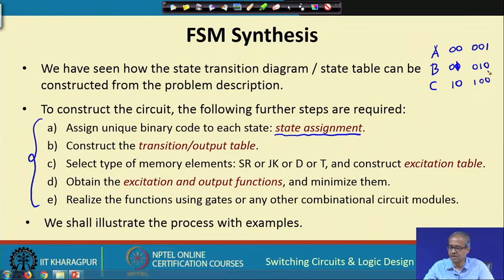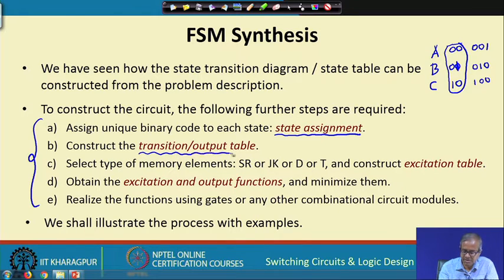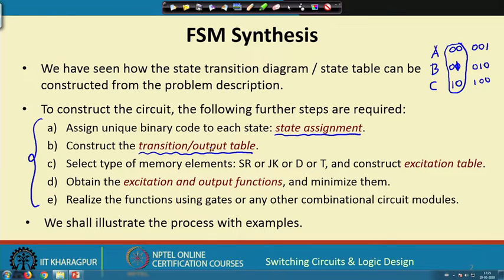There can be many other alternatives, okay? But in the examples that we shall be showing, we shall be looking at the most compact representation. Say for three states, we need two bits or two state variables to represent. Okay? Now, after state assignment, we will be constructing something called the transition and output table. Now, this can be constructed directly from the state table, as we shall see. From the state table, after state assignment, we shall be going to the transition and output table. Now, once the transition and output table is done, we will be selecting the type of memory elements, that is, what kind of flip flop we are choosing, and accordingly we will be constructing something called the excitation table.